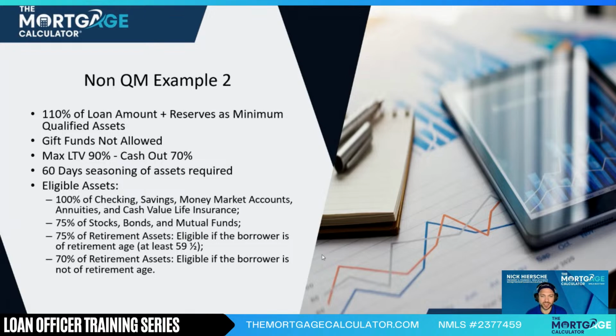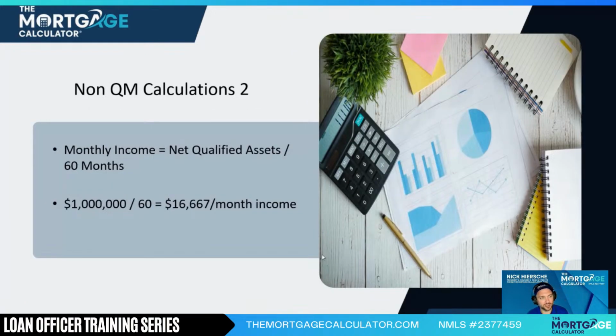So I see here similar programs, very different ways to apply the rules, but you end up with a similar result here. So we get into our calculations. They use the same thing. Whatever we get for our net qualified assets, divided by 60 months. So in this case, 1 million, again, 16,667 in income. Same calculation, but it all depends on what types of assets you have. You see, if you had the same statement that you're trying to use for both programs, they're both going to calculate it in different ways.